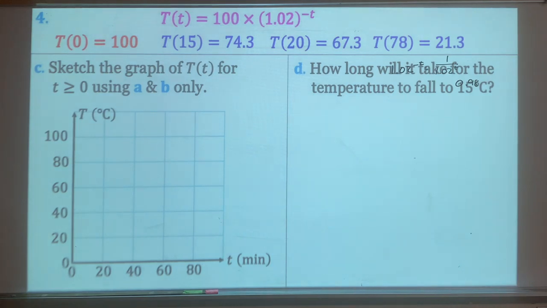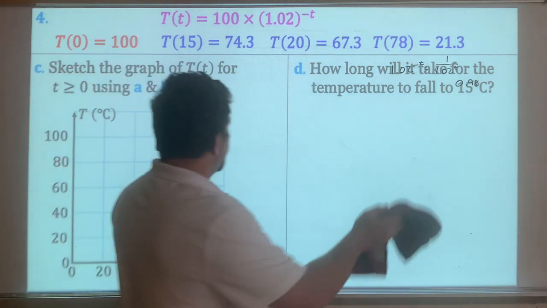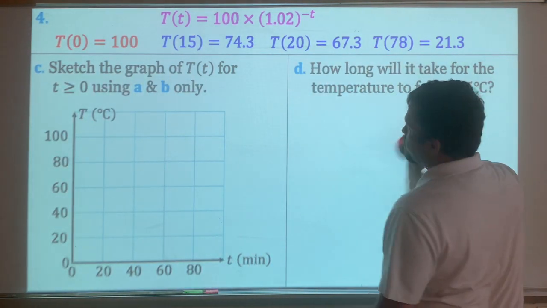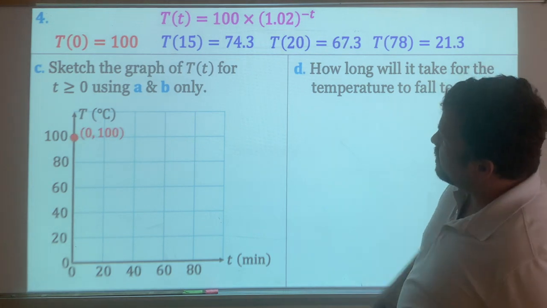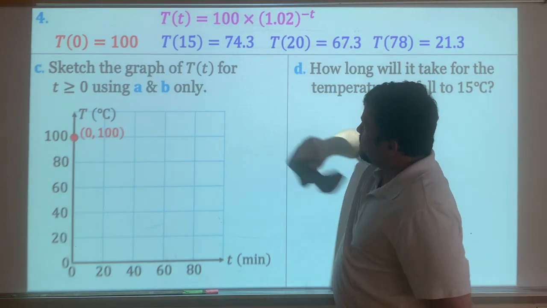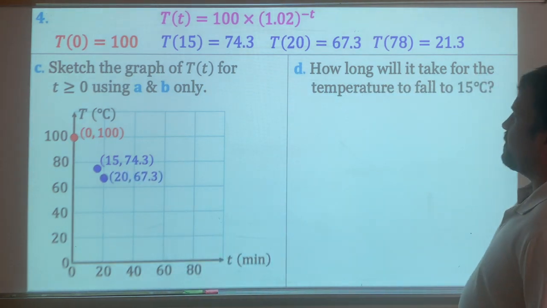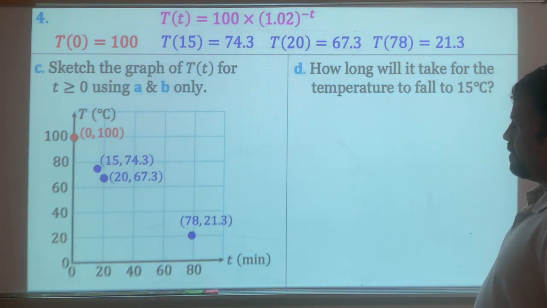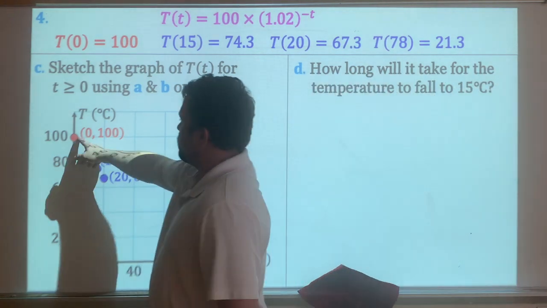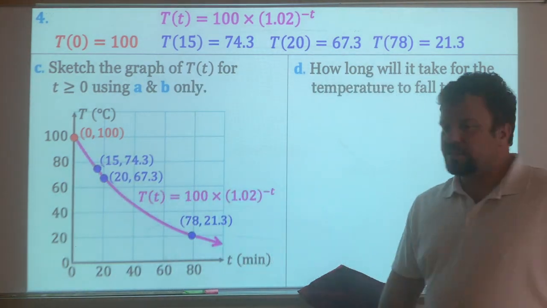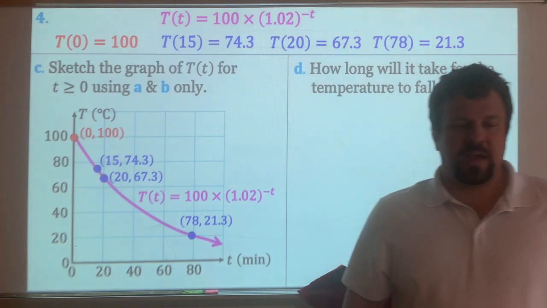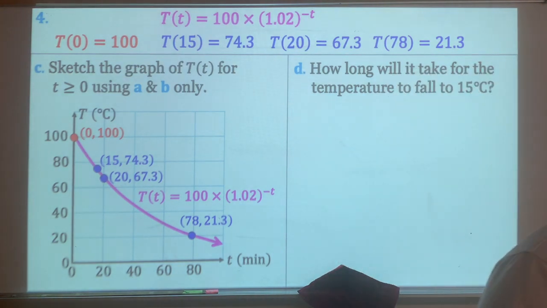Right? Now sketch the graph, using A and B only. 0, 100, 15, 74.3, 20, 67.3, and 78, 21.3. The reason I keep on having you sketching is so you can see and understand how the curves are actually working as well.